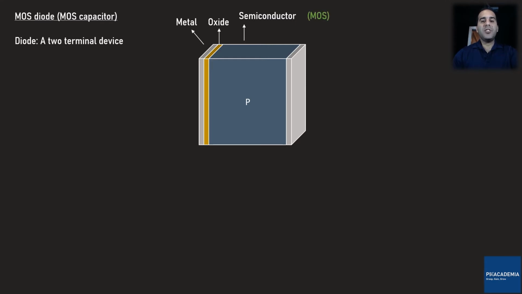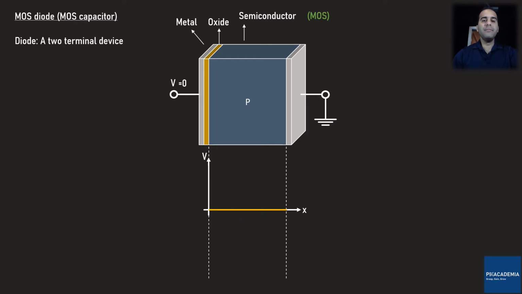Now let's connect this device to a voltage source. First, I assume the voltage applied to the device is 0, and another assumption to make is that the oxide layer is empty of any static electric charge. So if I plot the voltage across the P semiconductor, what I can see is a flat line resting at 0 volts. The energy band diagram of this MOS capacitor in equilibrium is given here. Since we have a P semiconductor, the Fermi level is sitting close to the top of the valence band, EV.